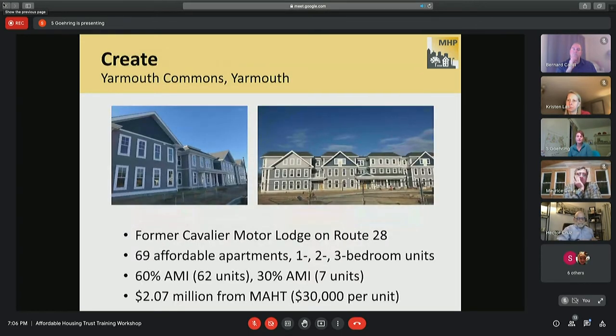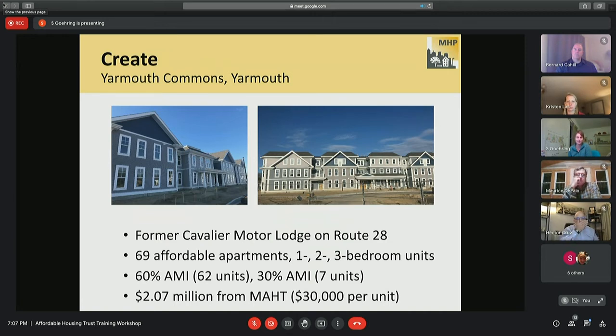We have many communities that are contributing funds. Their trusts are contributing funds towards development of new affordable housing. This is an example in Yarmouth on the Cape. Yarmouth actually started by rezoning certain sections of Route 28 to allow multifamily housing by right. This development falls in that area. A private developer acquired this former motor lodge and then worked with the community to develop the 69 units of new affordable housing that came online right before the pandemic started.